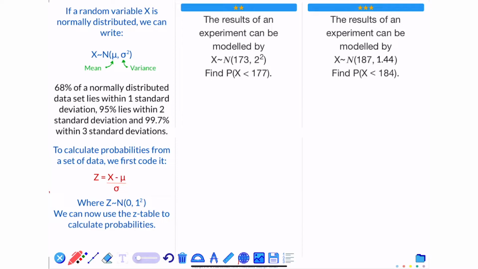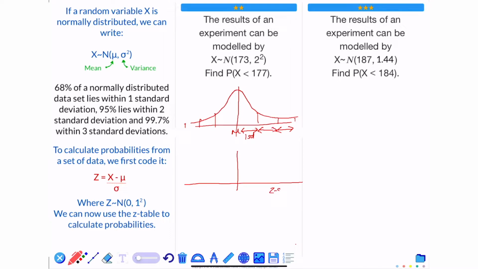In this video, we're going to be learning about normal distribution. If a set of results are normally distributed, we would expect the vast majority of the results to lie around the mean. We would expect that 68% of all the values lie within one standard deviation from that mean, roughly 95% to lie within two standard deviations of the mean, and then 99.7% within 3 standard deviations of the mean.